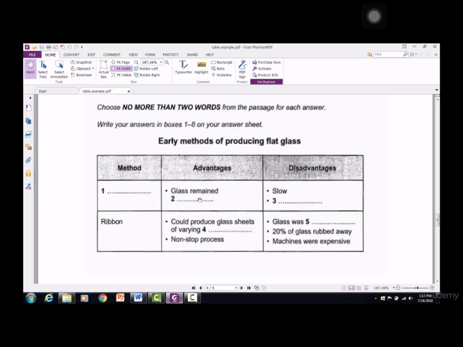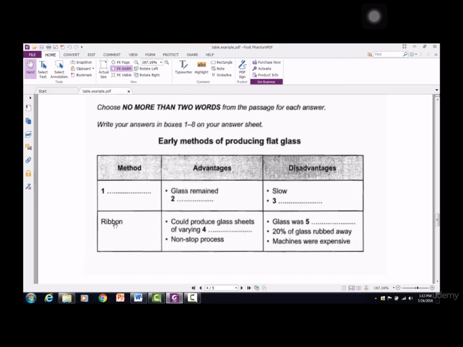All right, so when we're looking at this one here for the table question, we treat it like a fill-the-blank question. We have to fill in. Number 1 is one method. Number 2 is another method, ribbon. The second method right here, ribbon. So what I would probably do is I would probably start with the second one first, because the word ribbon is going to be easy to find. It's a type of method, because it says right here, early methods of producing flat glass.